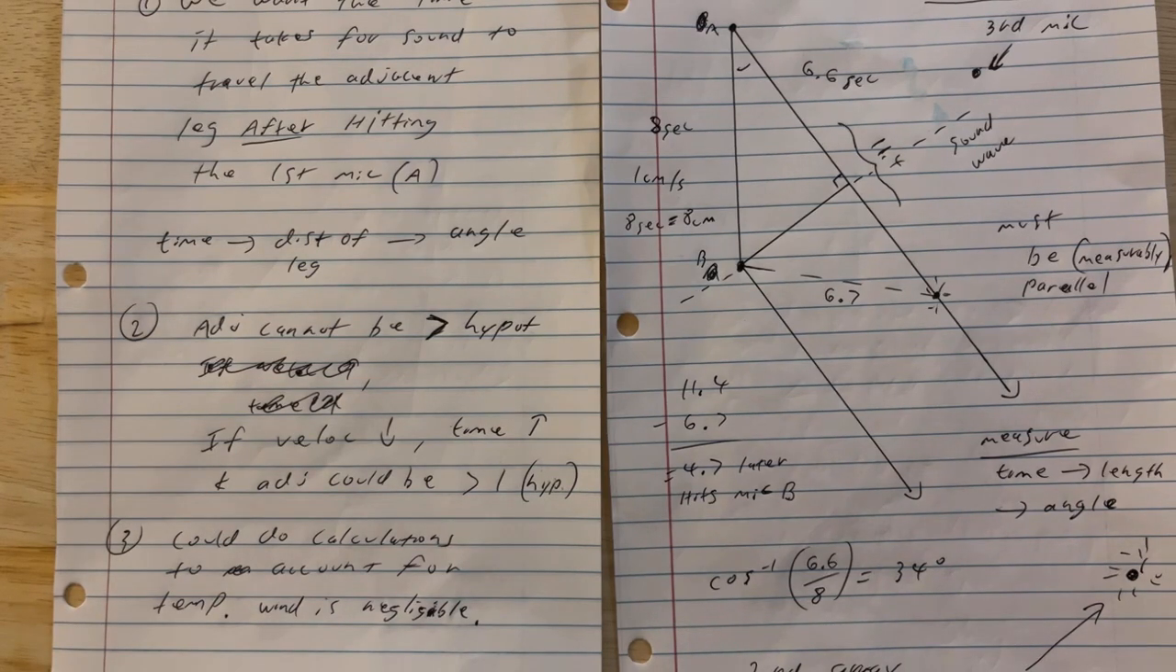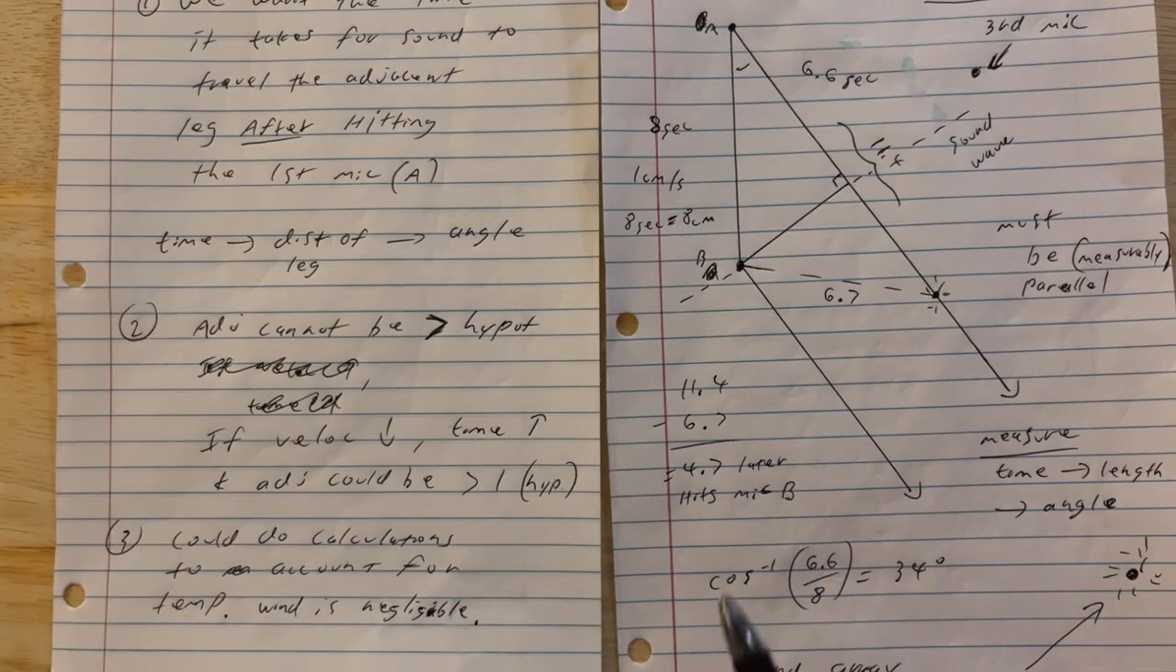What I'm going to show though is that using basic trig, you can actually negate or mitigate any error that happens from the velocity changes of sound, and I'll show how to do that.